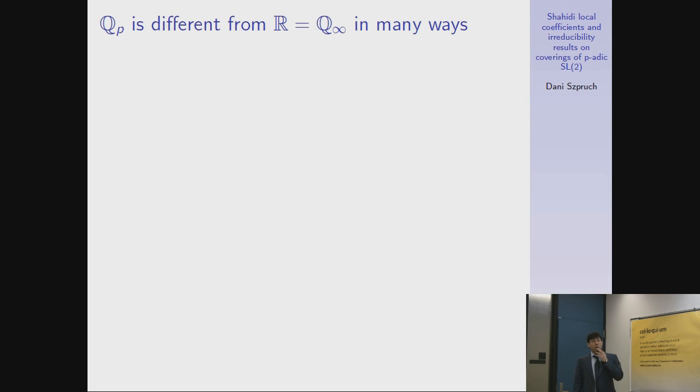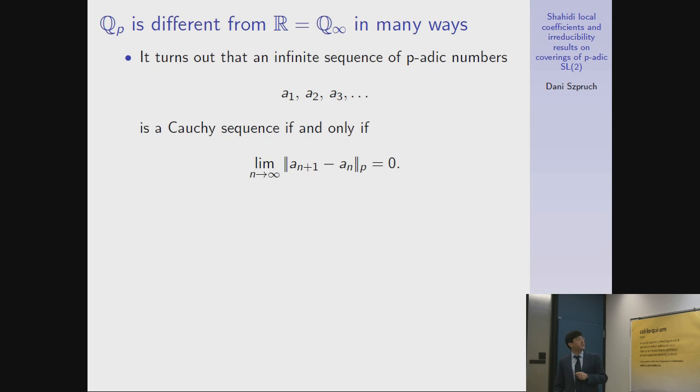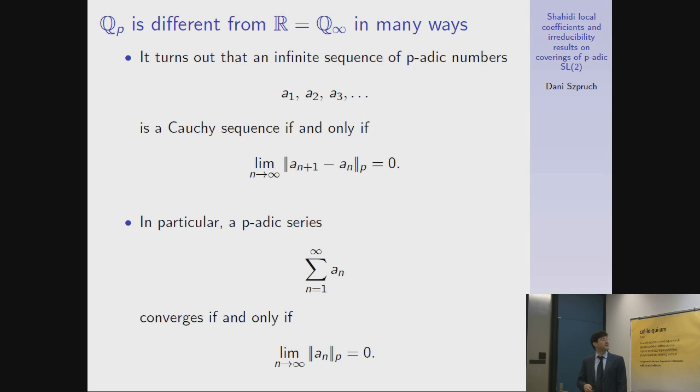So Q_p, although constructed in a similar way to R, is different from R in many ways. Here is my favorite manifestation of this difference. It turns out that an infinite sequence of P-adic numbers is a Cauchy sequence if and only if the consecutive differences tend to 0. This means that a P-adic series converges if and only if the underlying series tends to 0. Right? So this is any undergrad taking calculus dream coming true in the P-adic world, right?